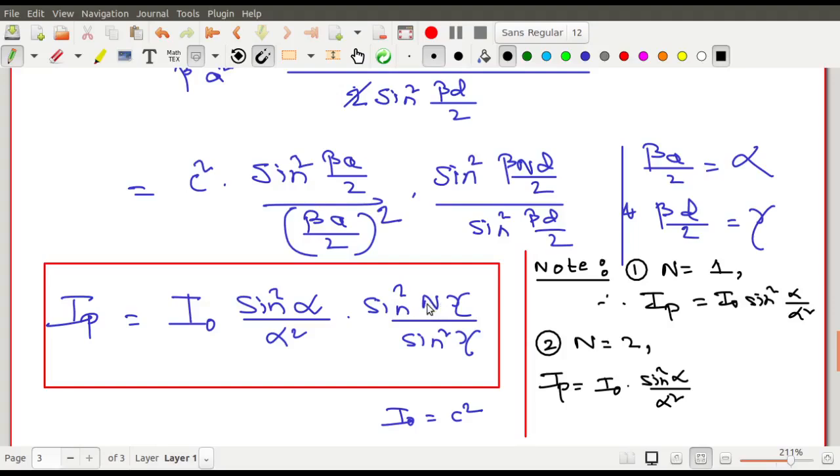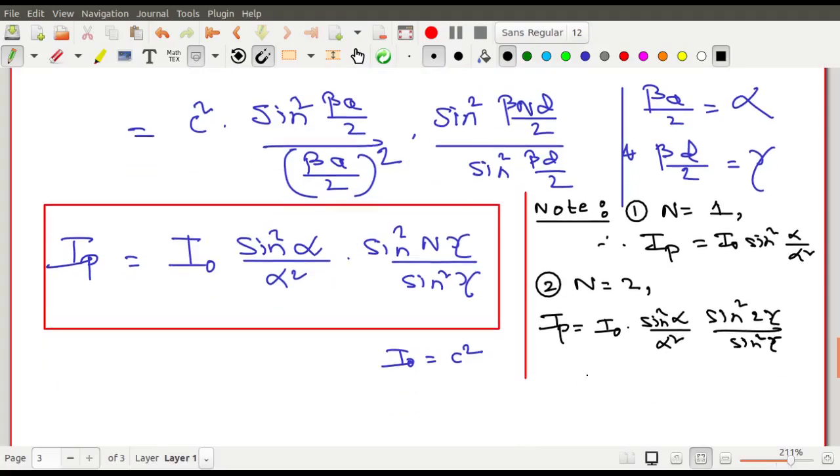Meaning sin 2 theta, actually sin 2 gamma. Sin 2 gamma we can write as 4, okay, let me first write one line. So I write it sin square 2 gamma divided by sin square gamma. So this will give me sin square alpha by alpha square, and this one will give me sin 2 theta. The sin 2 theta value is, this gives me 4 sin square gamma cos square gamma.